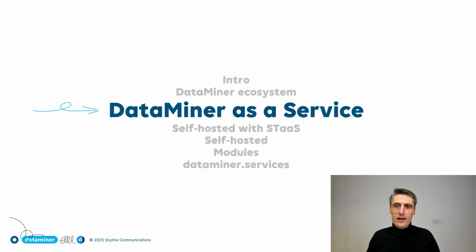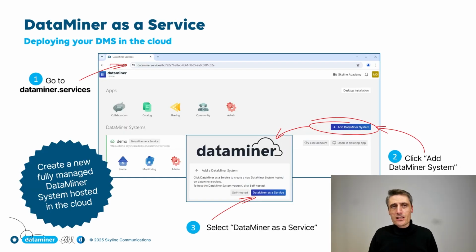Okay, so now if we want to build a DataMiner system, let's take a look at the deploy options. The first one is the easiest one. It's just spin up a DataMiner system as a service. As a service is very easy, very convenient. You can do that on dataminer.services. So that's the first step here. Go to dataminer.services. That's a little bit your starting point. That's where you need to be to manage everything about your DataMiner systems.